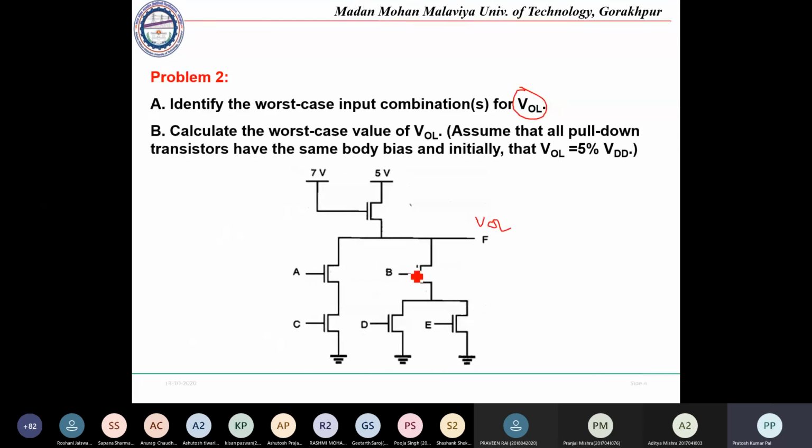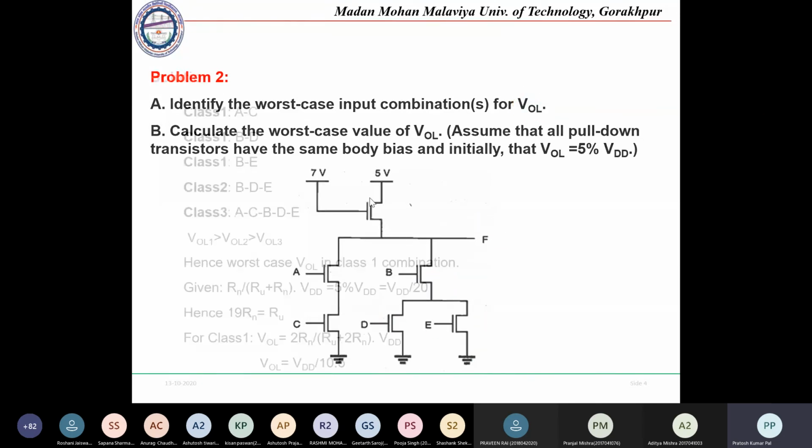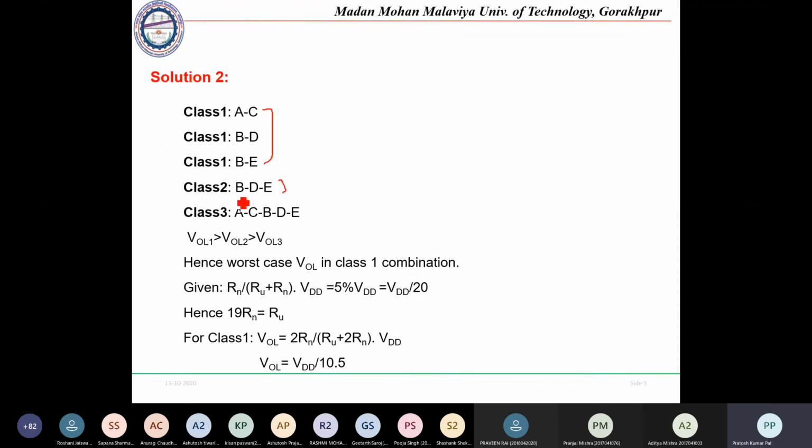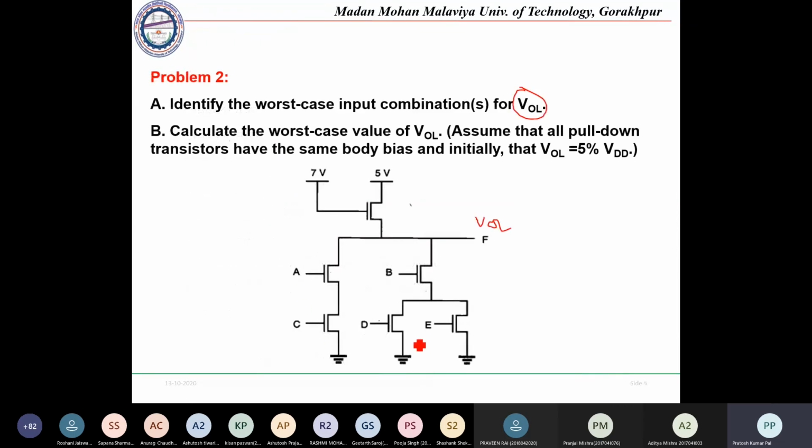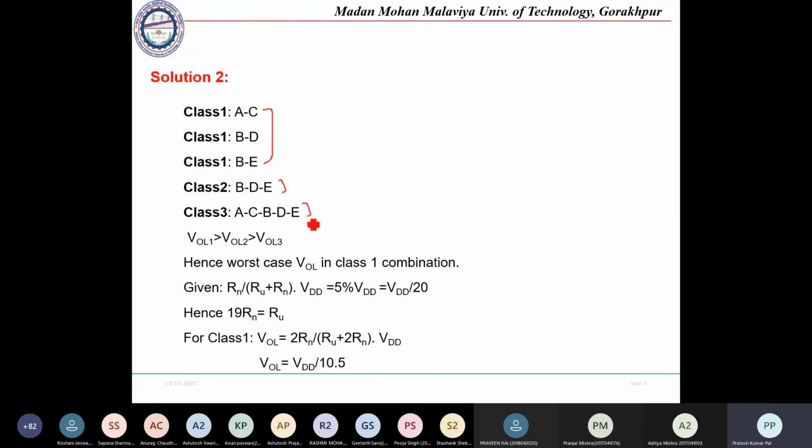Similarly, another case is if B, D, and E, these are all on at the same time, then also VOL will be obtained. So this is the second case. The third case is when all are on at the same time, then also a VOL value will be obtained. So this is the third case.